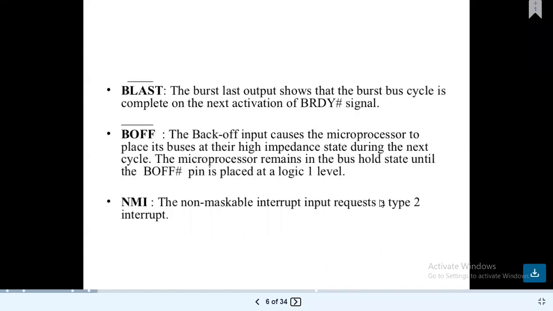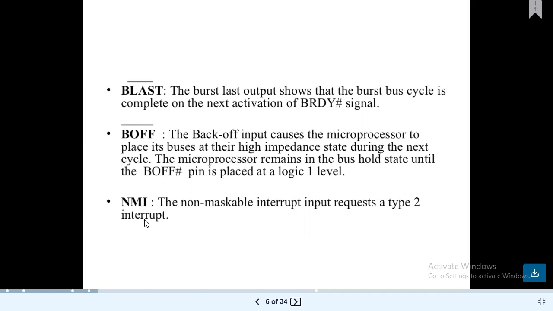So next, what is BLAST? The burst last output shows that the bus cycle is complete on the next activation of bus ready, that BRDY signal. And BOFF, it's a back off input, causes the microprocessor to place its buses at the high impedance state during the next cycle. So the microprocessor remains in the bus hold state until the BOFF pin is placed at logic level 1. So next one is NMI. NMI already studied in unit number 5.